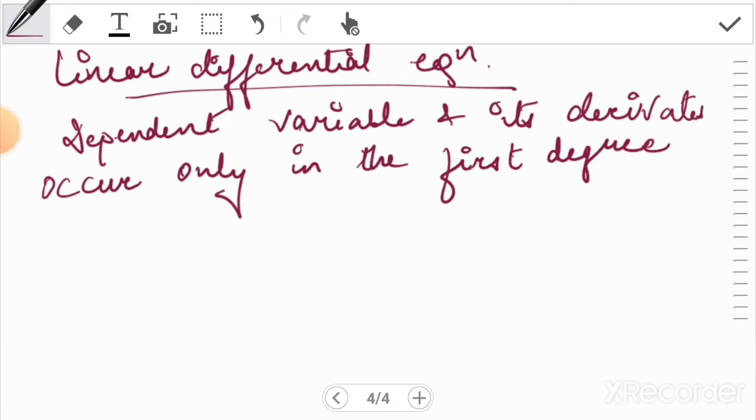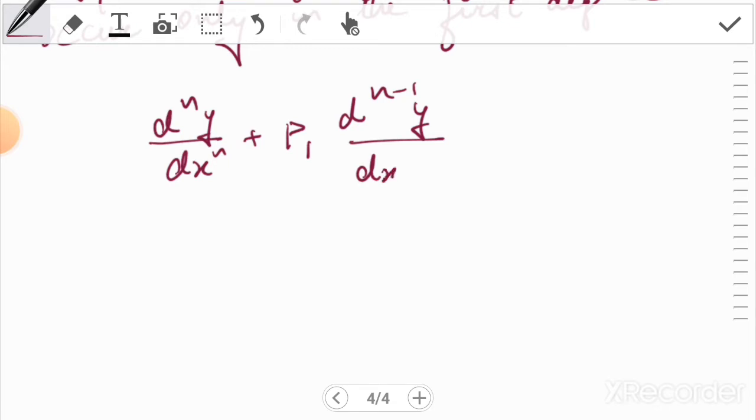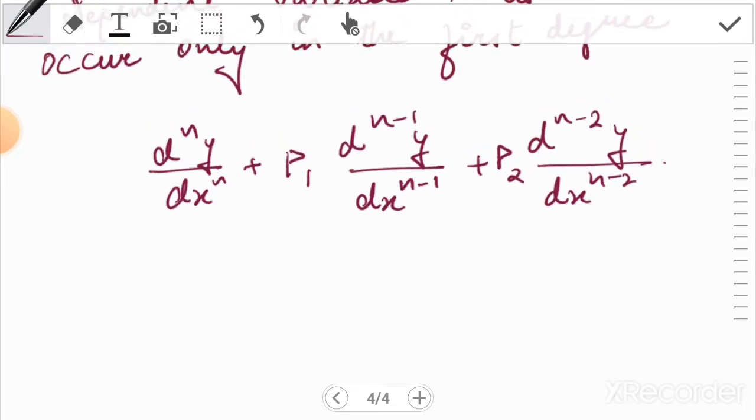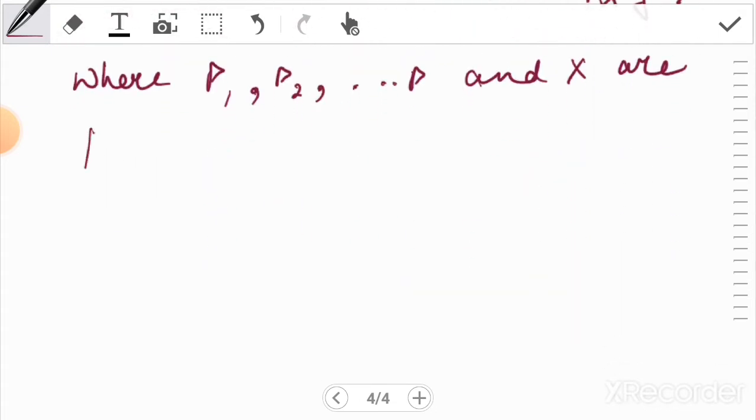Thus the general linear differential equation of nth order is of the form d to the power n y by dx n plus p1 d n minus 1 y by dx n minus 1 plus p2 d n minus 2 y by dx n minus 2 and so on, plus pn y is equal to x, where p1, p2, up to pn and x are functions of x only, right?